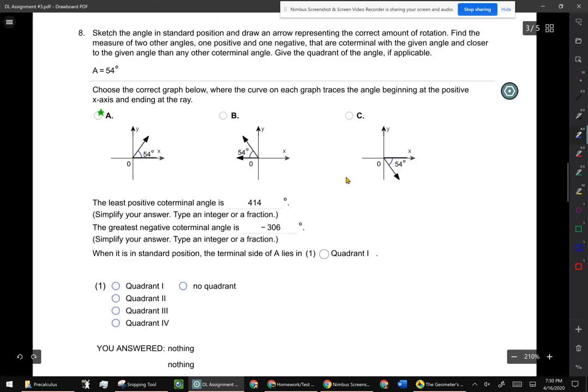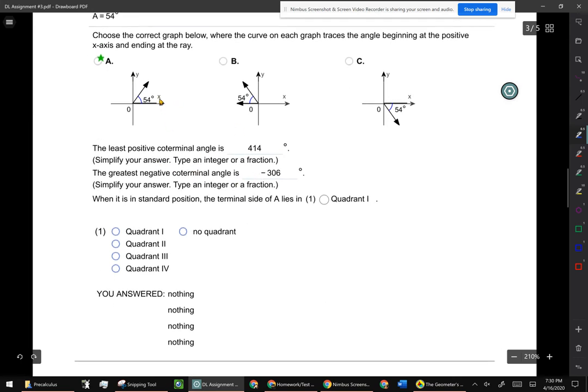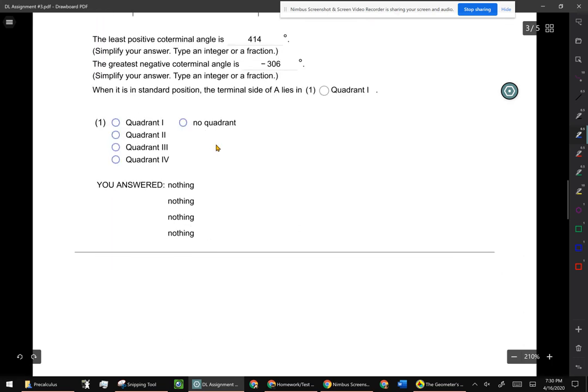8, I think you guys should be okay with 8 because the idea is that if you take a look over here, this is quadrant 1, 2, 3, 4. Again, quadrant 1, 2, 3, 4. 54 degrees would be in quadrant 1 because it's between 0 and 90. Finding the positive and the negative one is just adding and subtracting 360, right?